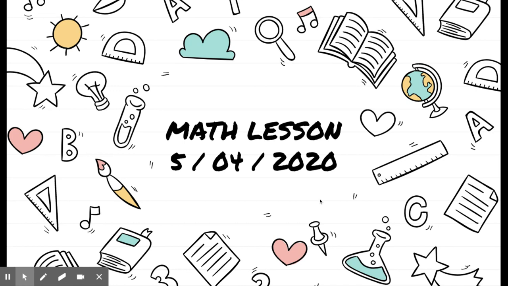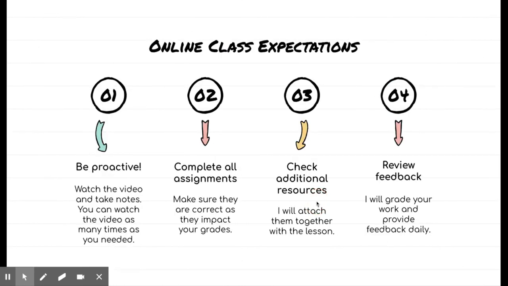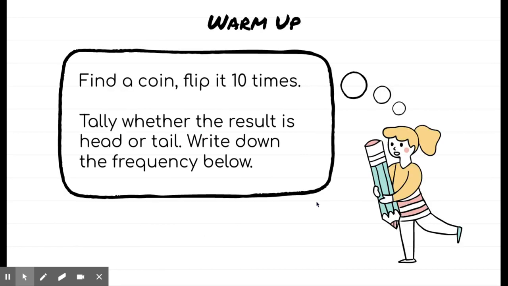Just to remind you about our expectations, make sure you're proactive, watch the video and take notes. You can watch the video as many times as you need. Make sure you complete all the assignments and that they are correct. Check additional resources that I posted, and once you receive the email that tells you how many points you got, make sure to review the feedback and redo the assignments if you are scoring less than 65%.